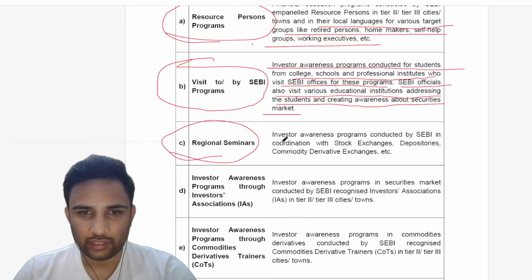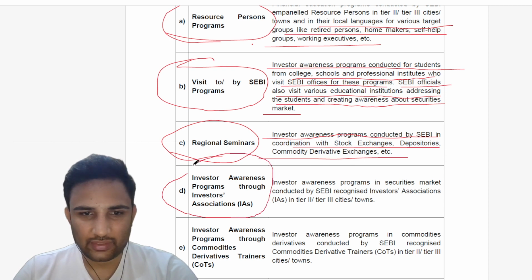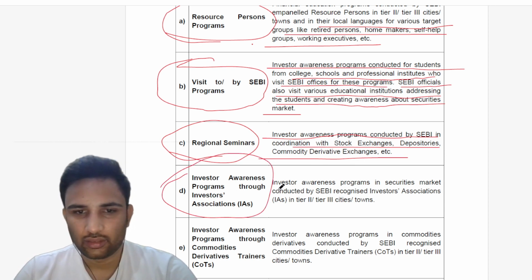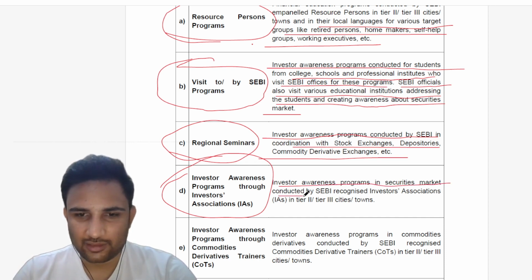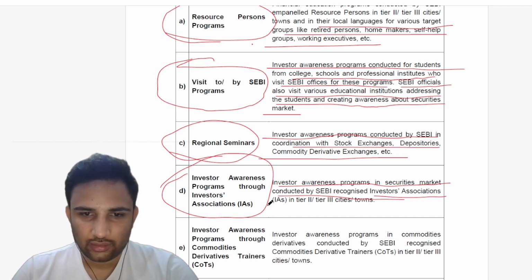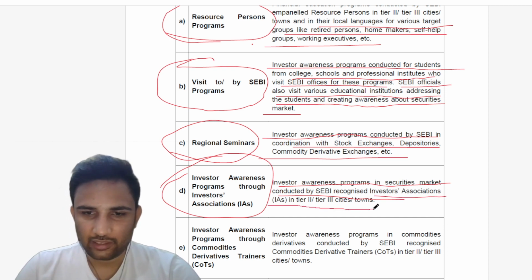Regional seminars are investor awareness programs conducted by SEBI in coordination with stock exchanges, depositories, commodity derivative exchanges, etc. We can also have investor awareness programs through investor associations. These are investor awareness programs in the securities market conducted by SEBI through investor associations in tier 2 and tier 3 cities and towns.